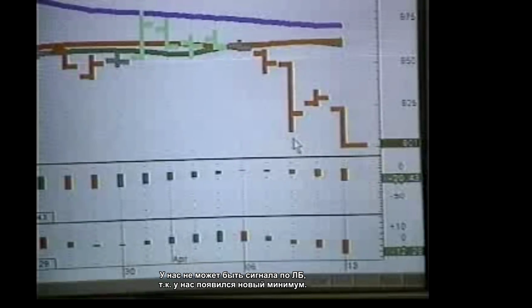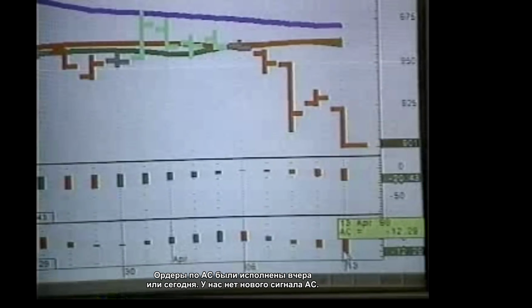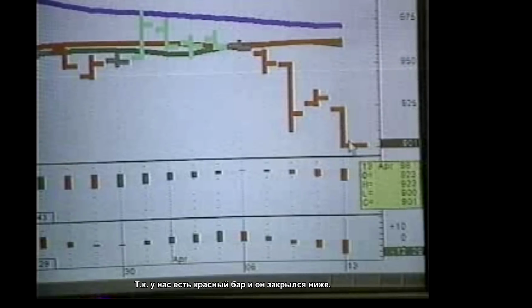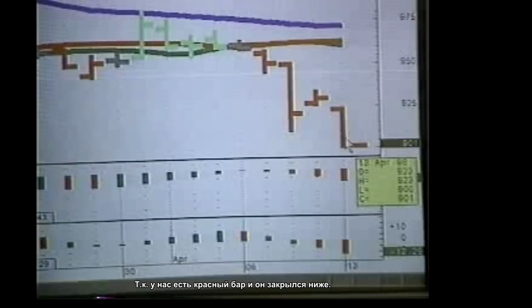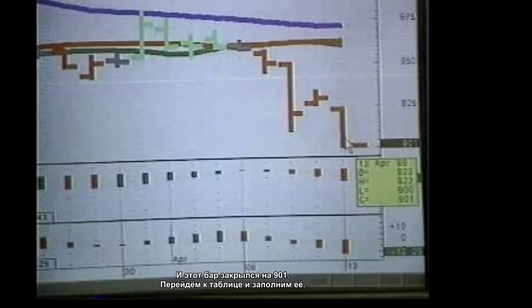We can't have a balance line because we have a new low. We cannot have an AO because we haven't had a change in color. We've already been hit on our AC yesterday or today, so we don't have a new AC. So the only new order that I can see right now would be a zone add-on because we do have a red bar and it is closed lower. So we've added on from yesterday and now we have another potential signal for tomorrow. And that closes at 901. So let's go to the chart and fill it out.